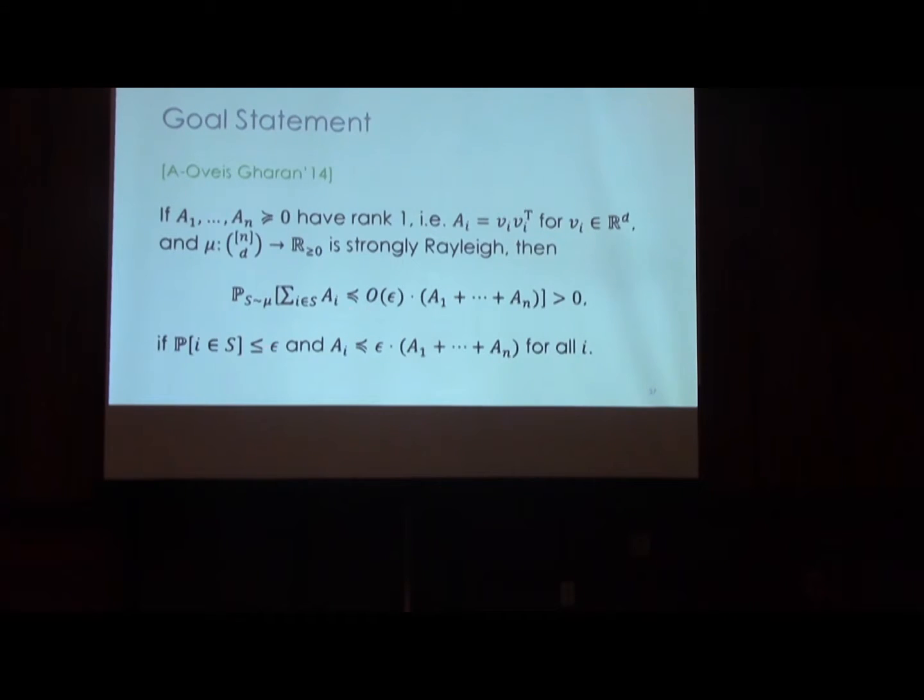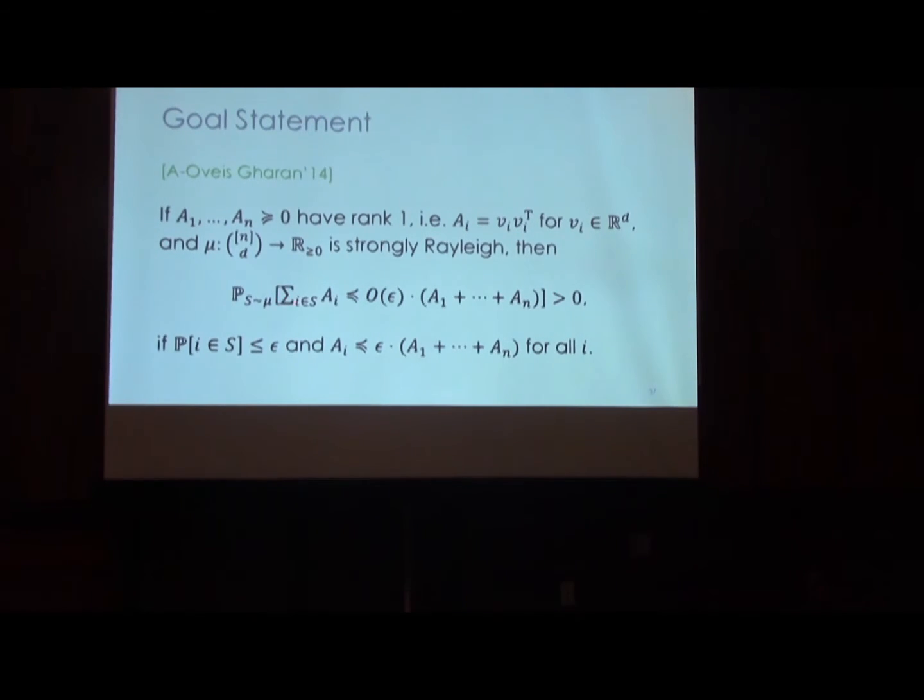Then, with positive probability, there is a set in the support of the distribution such that the sum of the AIs in that set is bounded by epsilon times the sum of all of the AIs, given some conditions. Before I go to the conditions, is this clear?